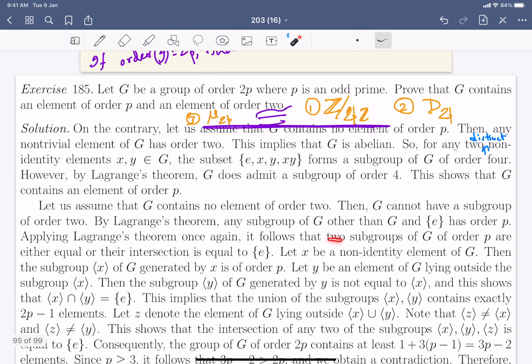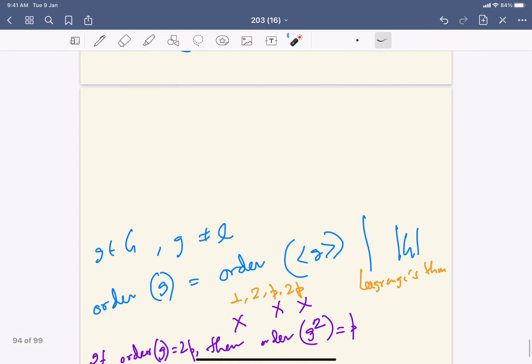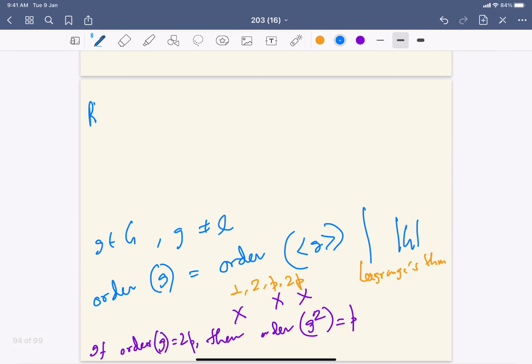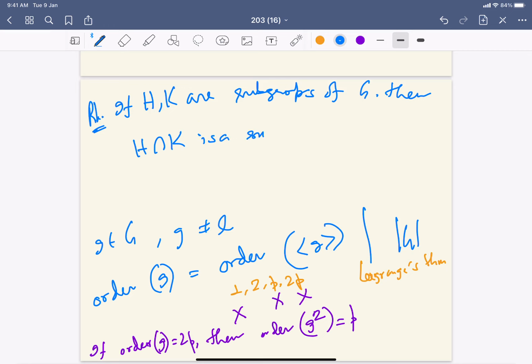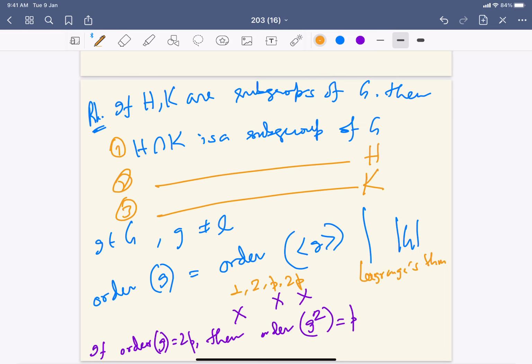Okay, and now if you take two subgroups of G of order P, then their intersection is a subgroup of both of them, right? Just one more remark, this is something that you have seen in some form. If H and K are subgroups of G, then you know that H intersection K is a subgroup of G. It's also true that this is a subgroup of H, and also a subgroup of K.